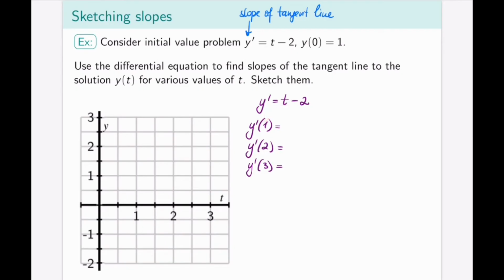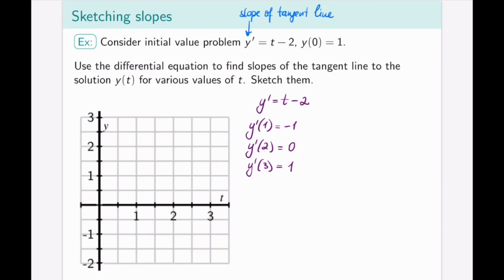1 minus 2 is negative 1. So I have y prime of 1 equals minus 1 here. I plug in 2 for t into my differential equation. 2 minus 2 is 0. I plug in 3 for t into my differential equation. 3 minus 2 is 1. So these are the slopes of my tangent lines.